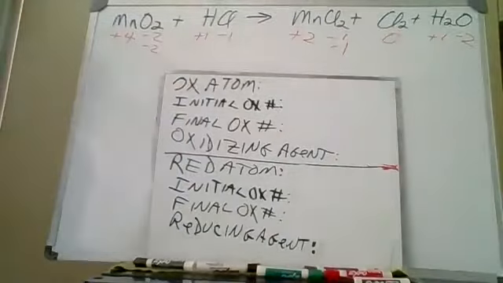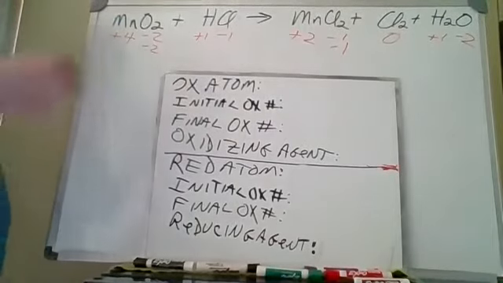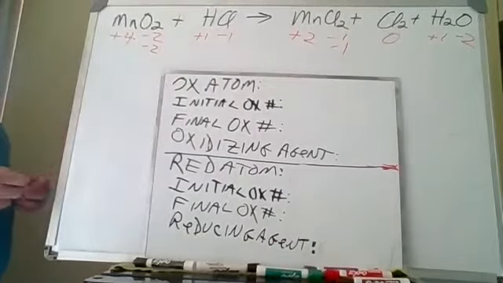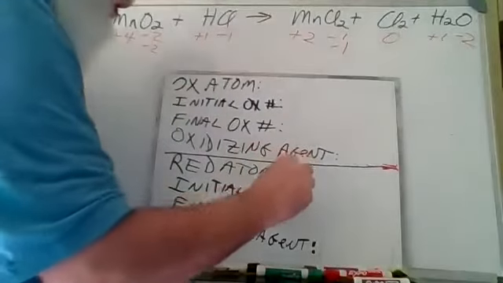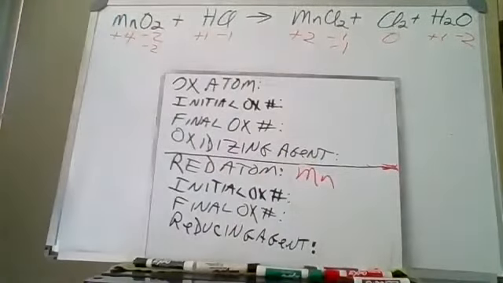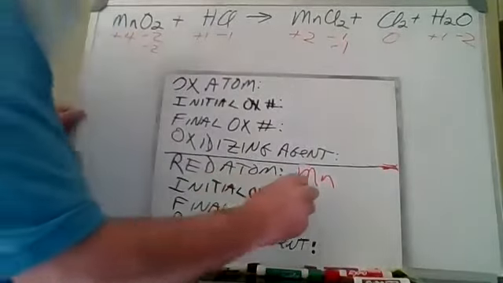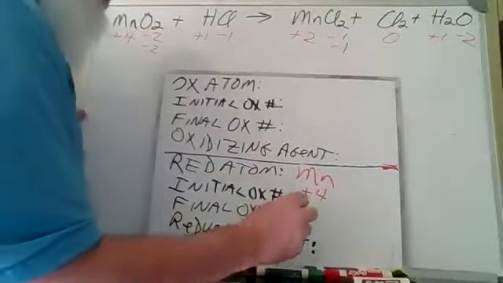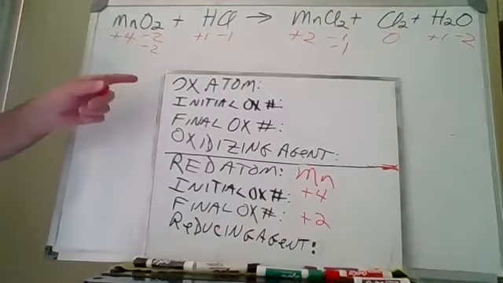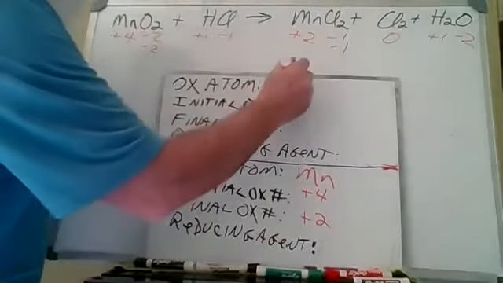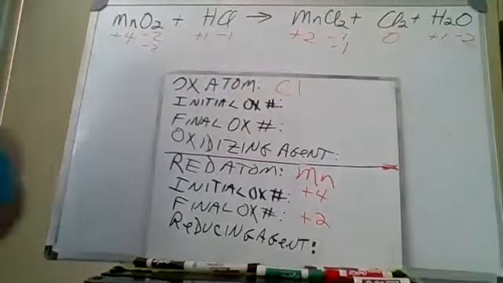Let's look for the reduced atom. I always like to look for the reduced atom first, because whose oxidation number is being reduced? In other words, getting smaller. If you're being reduced, you're getting smaller. So it's the manganese going from +4 to +2. Its initial oxidation number is +4, and its final oxidation number is +2. We'll worry about the agent later. The oxidized atom is the chlorine, going from -1 to 0.